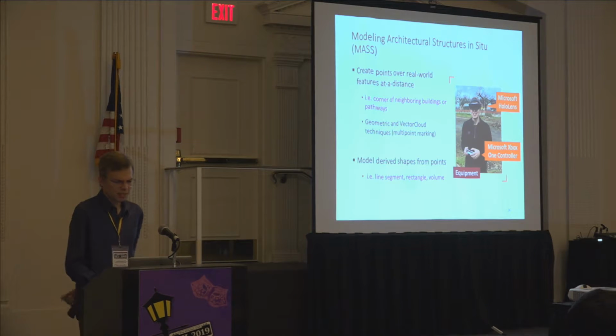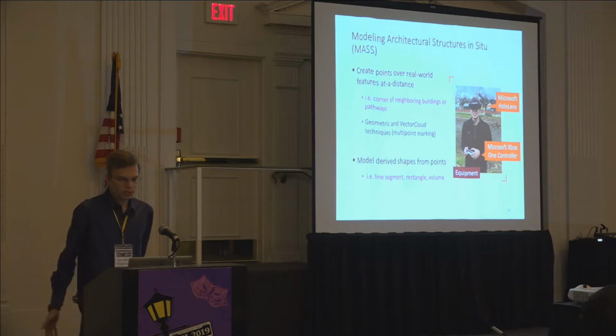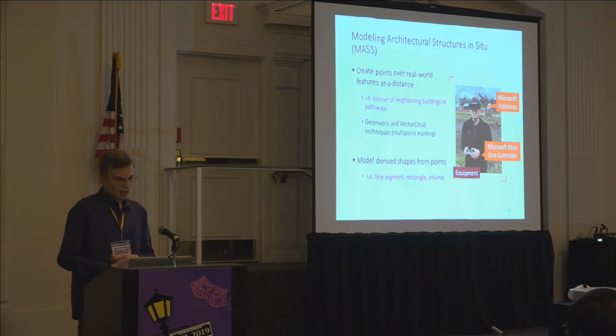Okay, so we designed a system to investigate this. We call it Modeling Architectural Structures in situ, or MAS. The idea is to use the point marking on existing real-world features and then derive points and shapes for the proposed building. These features could be the corners of existing buildings, as we saw before, and pathways. So we use the same geometric and vector cloud techniques.